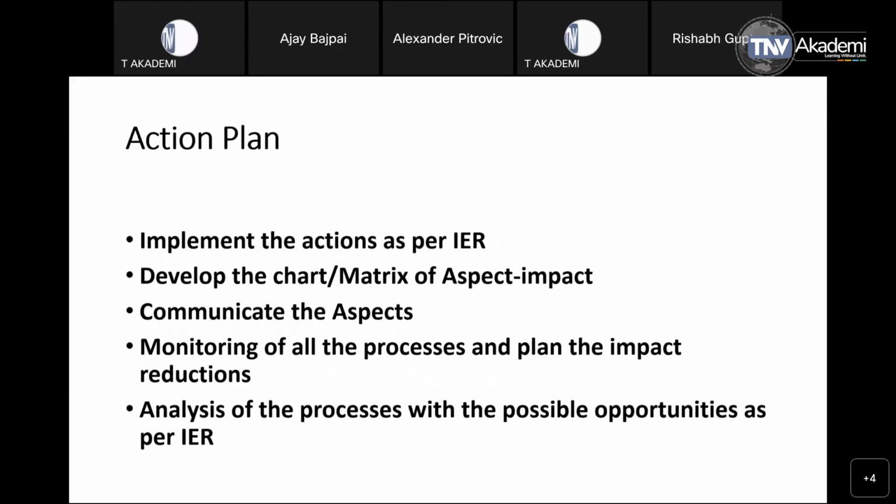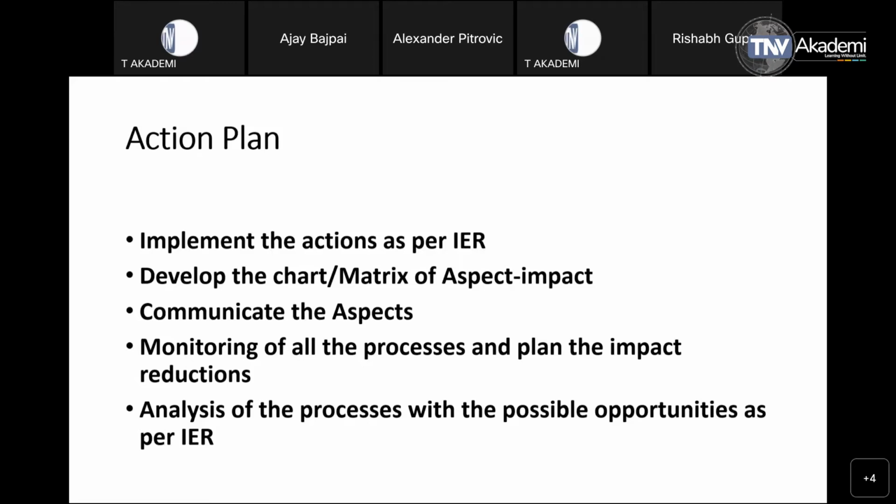So by conducting an effective initial environment review involving the team, where the technical people and a cross-functional team are involved in discussions, we come out with a chart or matrix of aspect and impact, where on one side we have the aspect and on the other side the impact, put into a format or register or record or SAP or ERP, whatever the system of documentation may be.